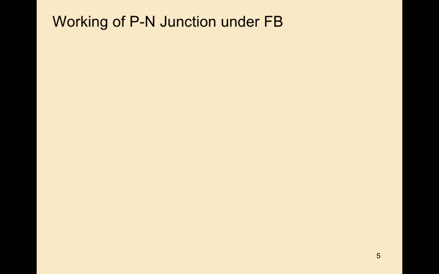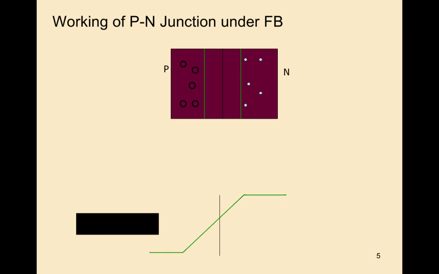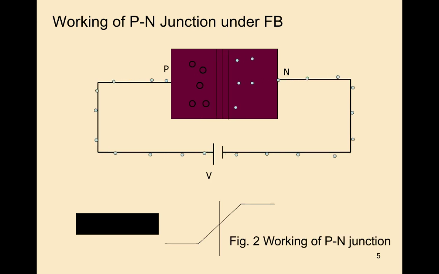Next, working of the PN junction under forward bias. How does the PN junction work in forward bias condition? So this is the PN junction diode. On the P side holes exist, on the N side electrons exist. That means the P side majority carriers are holes and the N side majority carriers are electrons. This diode is in forward bias condition, meaning we connect the battery like this. Battery positive is connected to the P side, battery negative is connected to the N side.